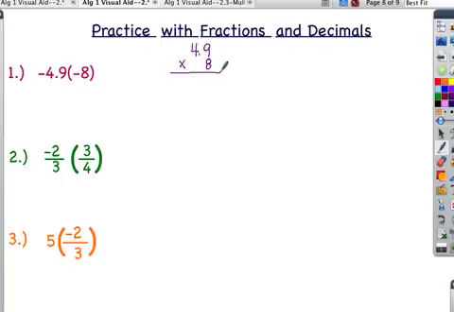So I line my 8 up to the right. I can ignore the decimal point for the time being and do 49 times 8. 9 times 8 is 72. 8 times 4 is 32, plus 7 gives me 392. Now I ask myself, how many total digits came after the decimal point in my question? Well, only the 9 comes after a decimal point, so 1. So in the answer, I should also have 1 digit that comes after the decimal point. So I get 39.2.